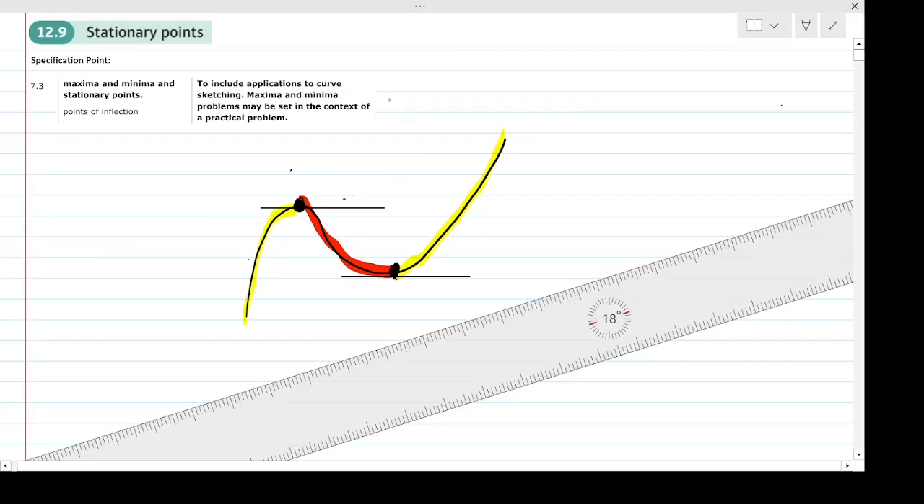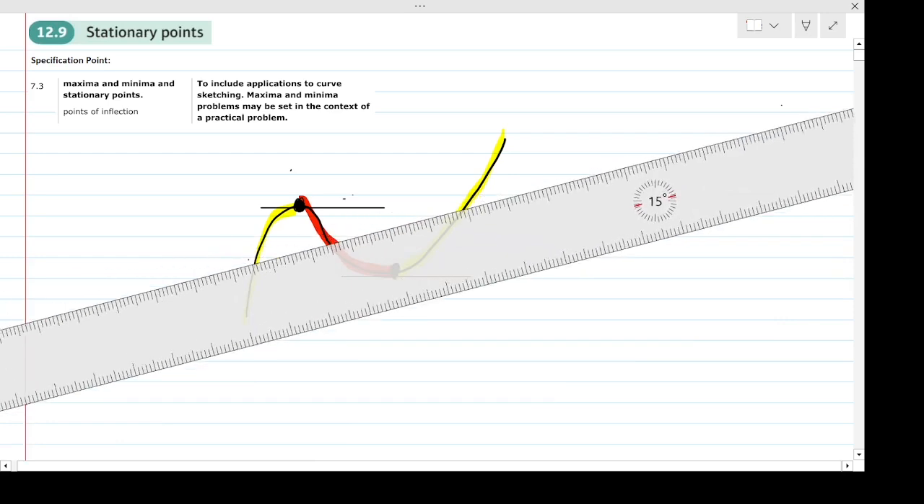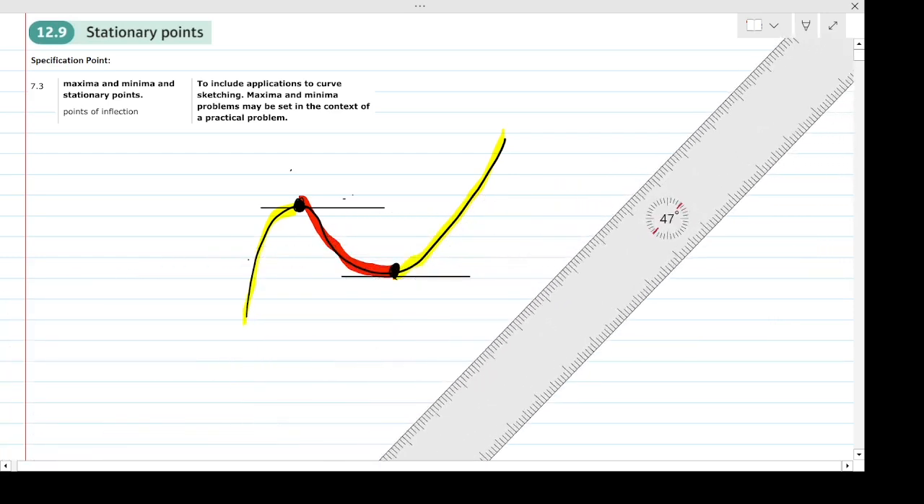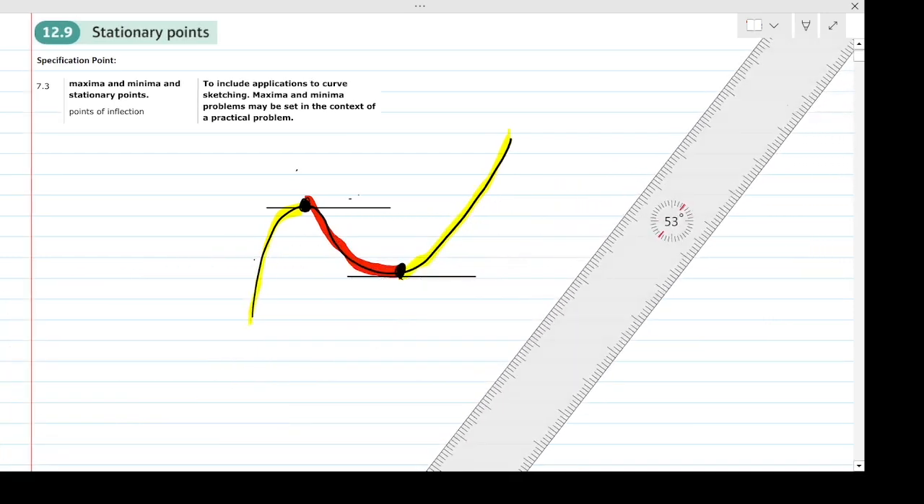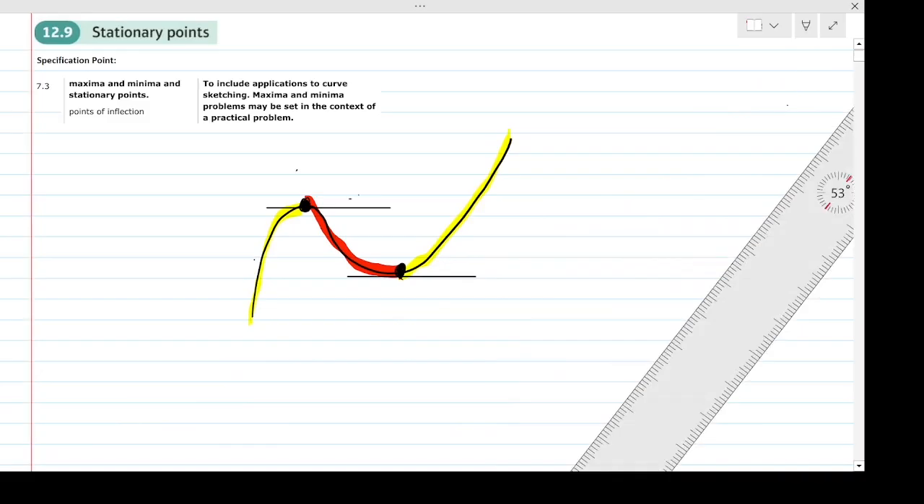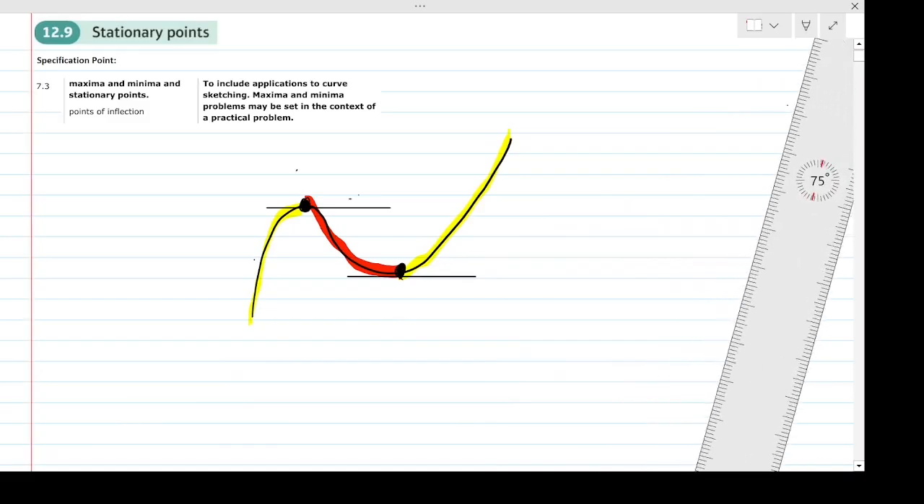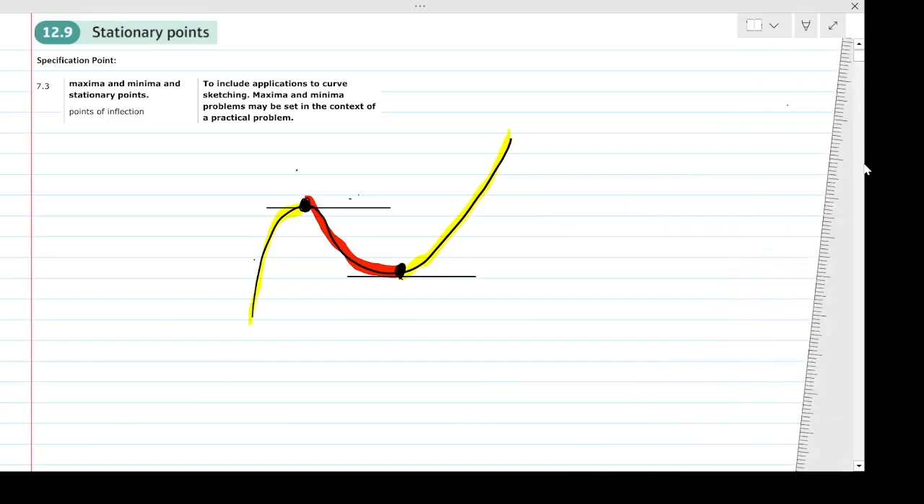Now that's what we'll be focusing on in this section, a very important type of point. That particular point is where the curve isn't increasing or decreasing, so the gradient is 0, because it's completely flat. There's no gradient at these points.